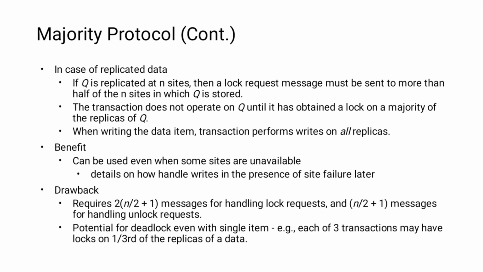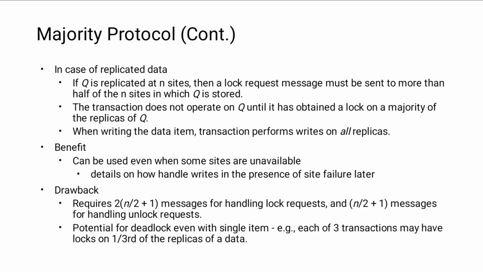In case of replicated data, how is the situation handled? If Q is replicated at n sites, then the lock request should be sent to more than half of the n sites. The transaction does not operate on Q until it has obtained a lock on a majority of the replicas of Q. Majority should be obtained. When writing the data item, the transaction performs the write on all replicas.